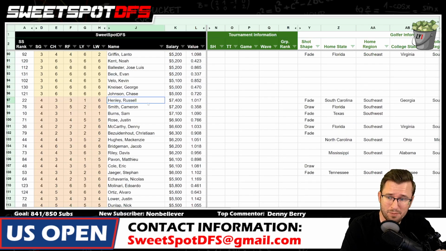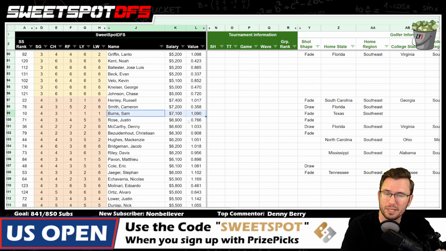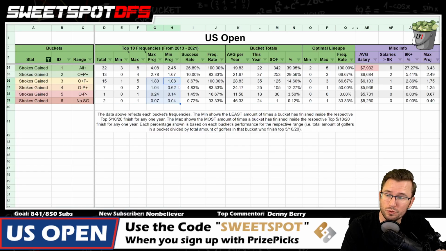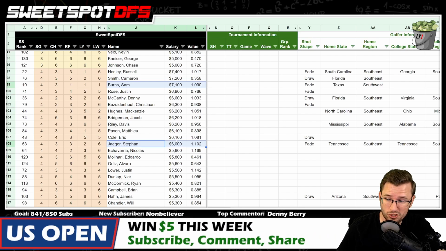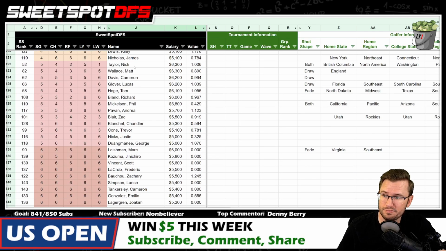Strokes gain 4 is the same thing. Nobody really strong in the strokes gain 4 bucket. Russell Henley, Cam Smith, Sam Burns. I do like Sam Burns, like I've said before. Again, this bucket is a 0 to 2 projection. So find 0 to 2 golfers to build your lineups around. I like Sam Burns. I like Steven Yeager. And if it was just those two guys, I'm perfect. I don't need to add any more. And I don't need to take anyone away. Strokes gain 5. You can see that right here.